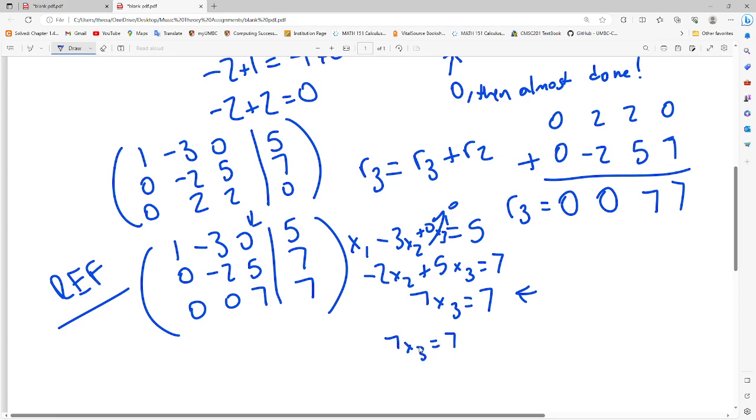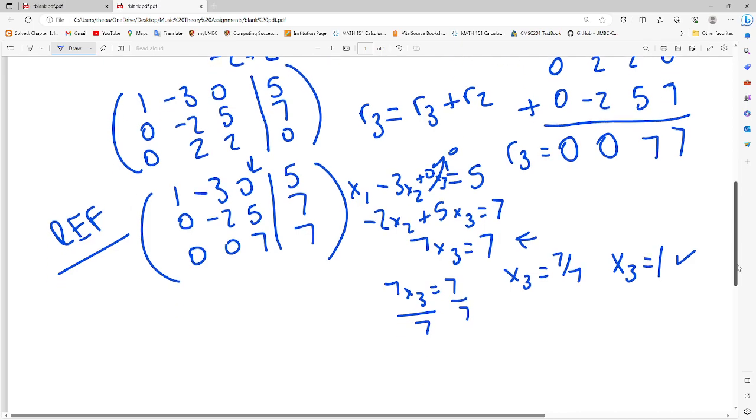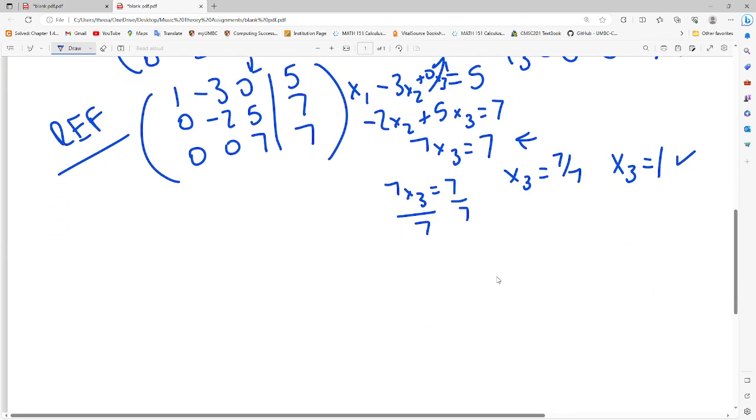So 7 times what equals 7? Well, let's divide by 7 on both sides. x3 equals 7 divided by 7. So x3 is going to equal 1. We have that, and now we can use it throughout our problem. Negative 2x2 plus 5 times x3 is just 5 equals 7.